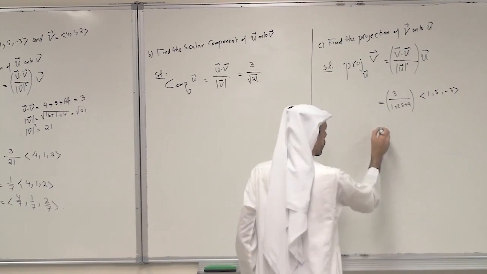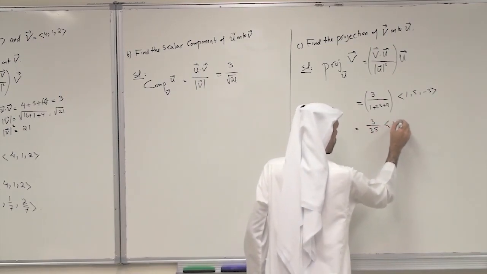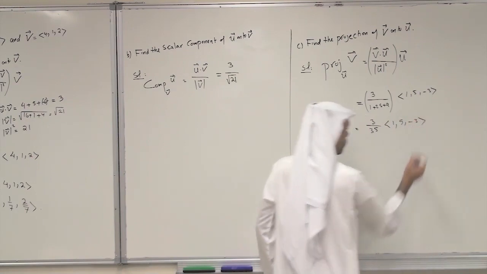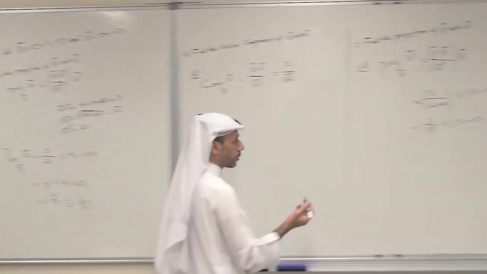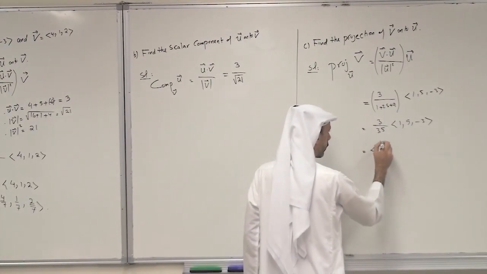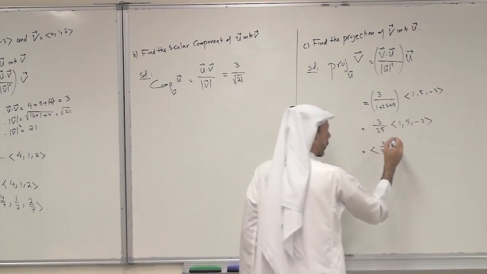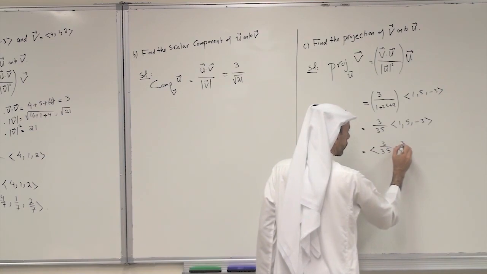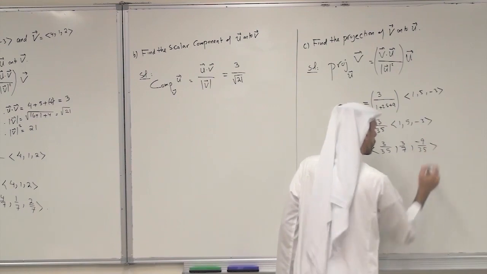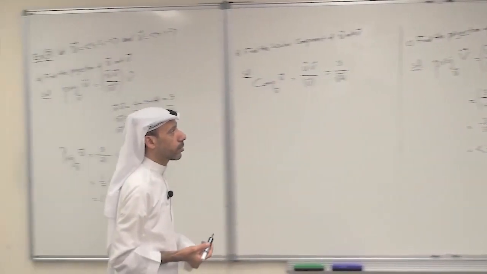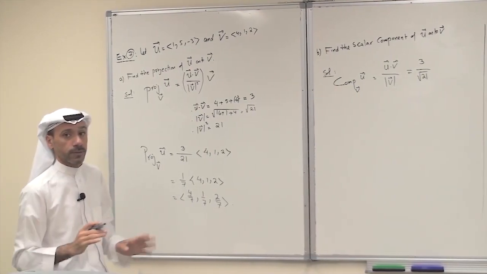Okay. Simplify. So this is 3 over 35 times 1, 5, minus 3. We can keep the answer like this, or you can multiply. So this gives us 3 over 35, 3 over 7 when you multiply by 5, and minus 9 over 35. So this is the projection vector, or the vector projection of V onto U. That's it.